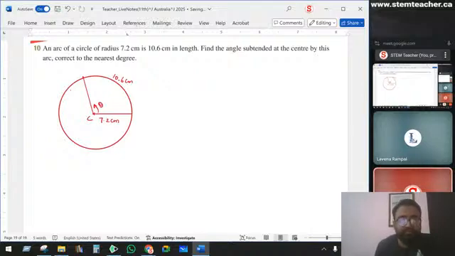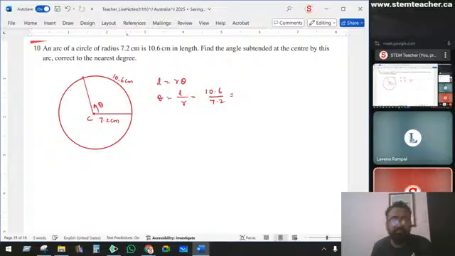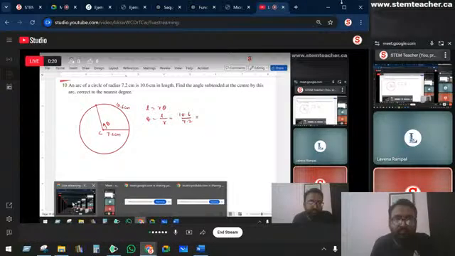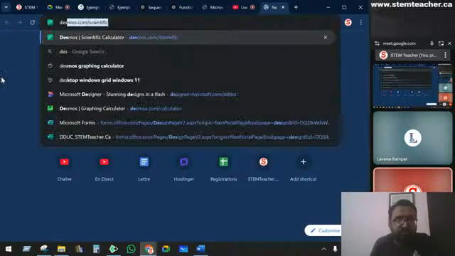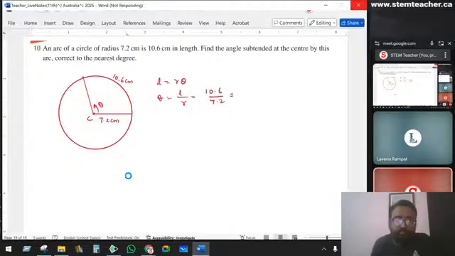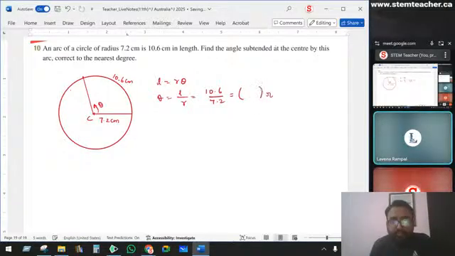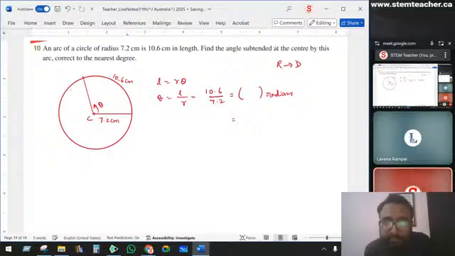So we have the formula: L is equal to r theta, and theta is equal to L by r. L is 10.6 by 7.2. Whatever value you get, is it in degrees or radians? Radians. How can you convert to degrees? There are only two formulas, either pi by 180 or 180 by pi. See here, it is radians. R is the first letter, so radian goes in the numerator. That's why it is 180 by pi.